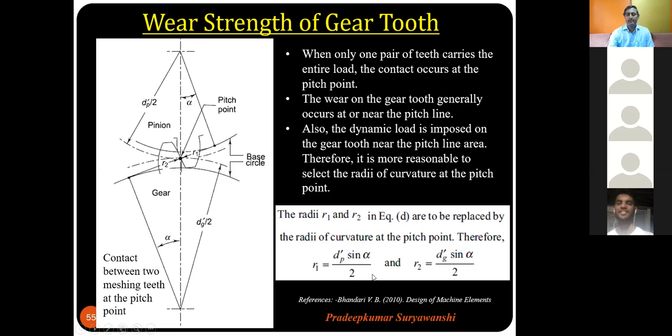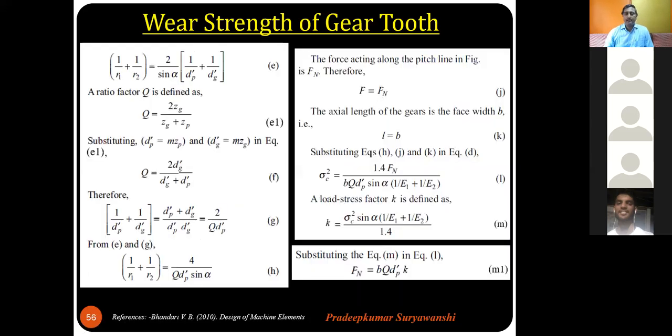So we get these relations, and this is the point where we make use of the contact stress by Hertz in the analysis of wear strength for the gear tooth. This geometrical relation is very important, and we substitute the R1 and R2 magnitudes back into that contact stress equation. So we'll move on to the next slide. Hope there is no doubt or difficulty as of now.